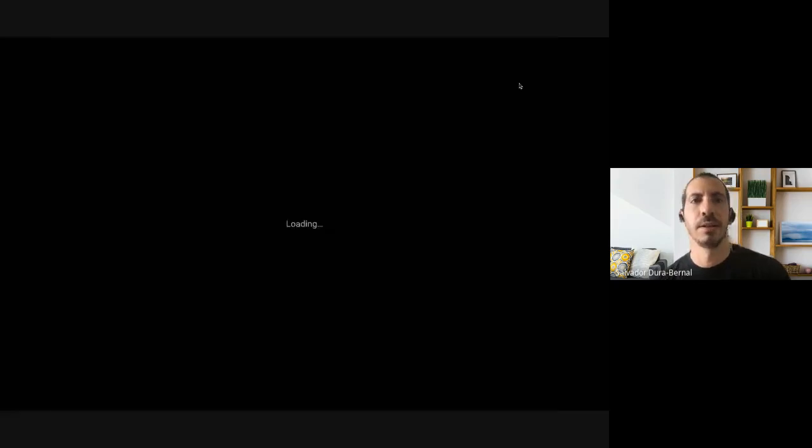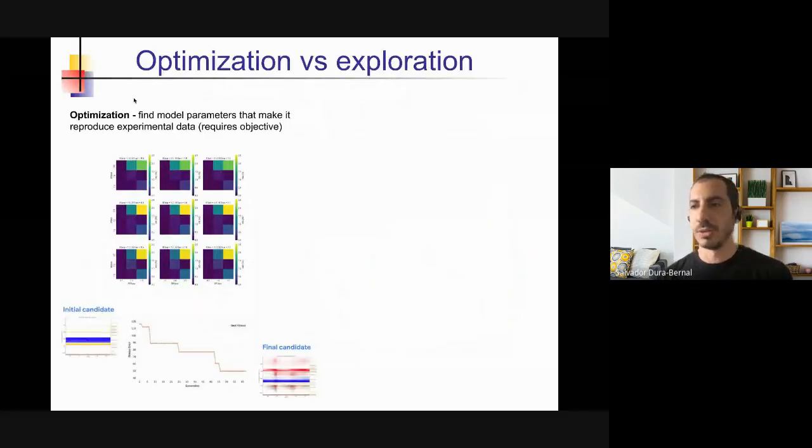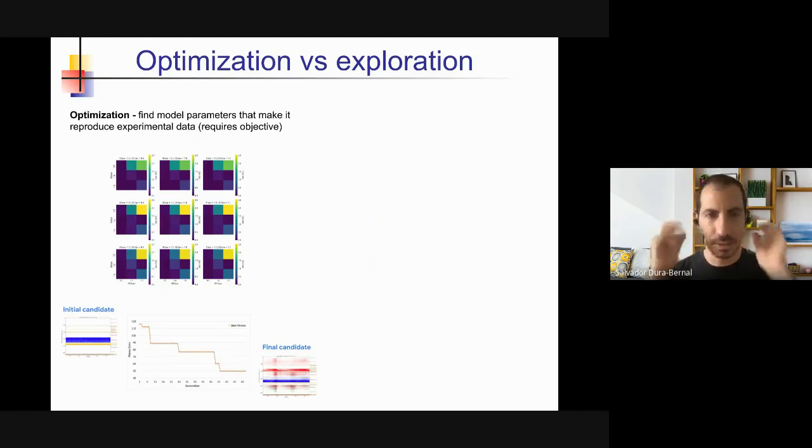Okay, so I wanted to start just by mentioning the difference between these two concepts. They're kind of related, but they do have some differences. Optimization we refer to more at the beginning of the model building process, and it refers to finding model parameters that make the model reproduce, usually, some experimental data. So this optimization process requires some target where you want the model to get. For example, matching the experimental firing rates that you observe.